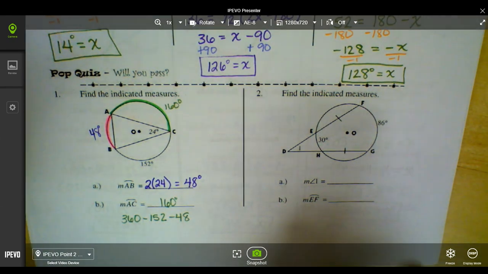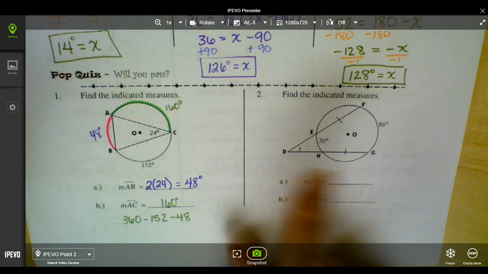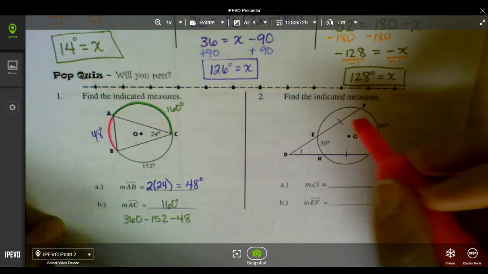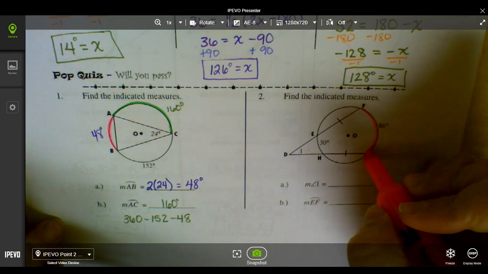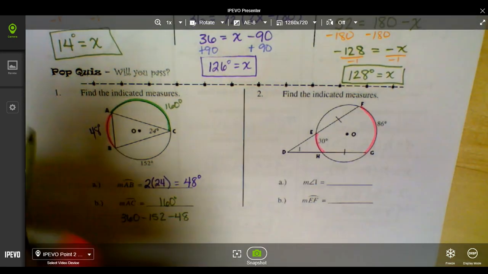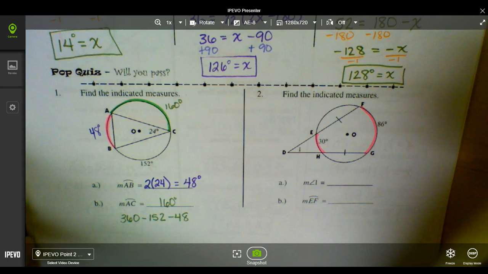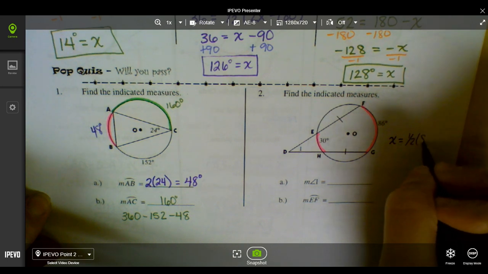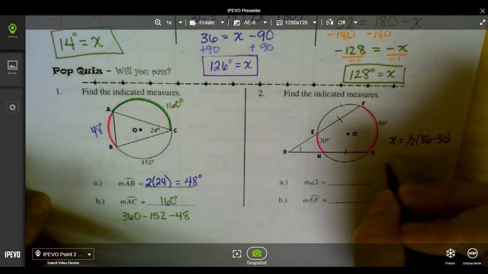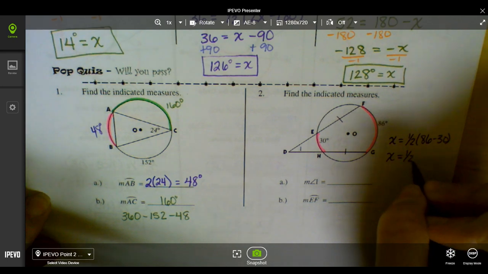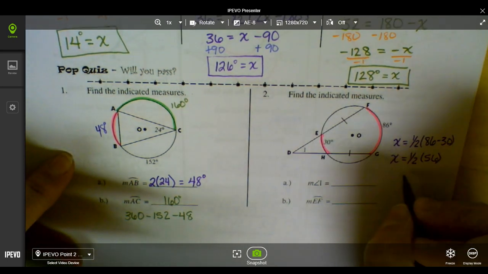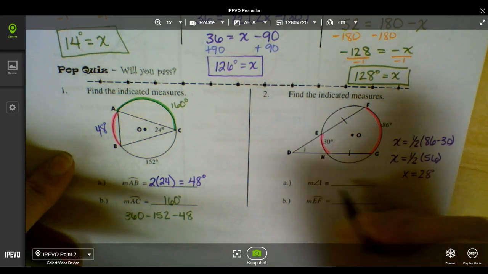All right, this one, the measure of angle 1. This is something that we dealt with in this unit. We just did a bunch of problems over it. So we have this arc and we have that arc, and we just have to subtract them and take half of it. So angle 1, or x, is going to equal 1/2 of 86 minus 30, which is half of 56. Woo. Which is just going to be 28 degrees.